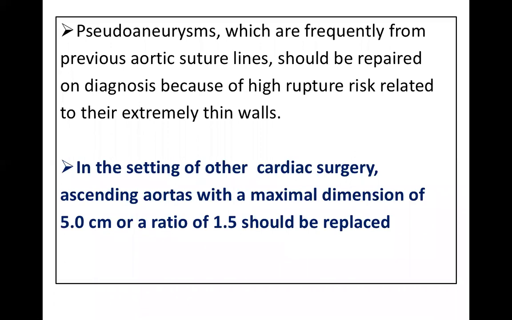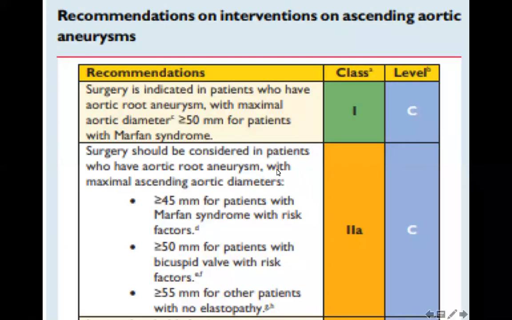Pseudoaneurysms, which frequently arise from the previous aortic suture line, should be repaired on diagnosis because of high risk of rupture. In the setting of other cardiac surgery, an ascending aorta with a maximum dimension of 5, or a ratio of aortic root dimension of 1.5, should be replaced. So this concludes the summary of recommendations of surgery in ascending aortic aneurysm.